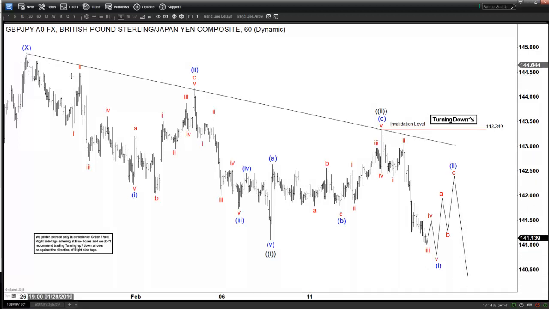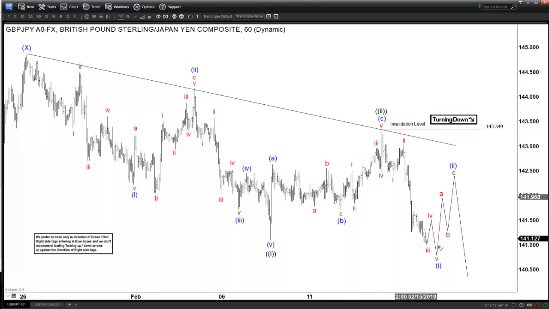Now this move here may also be labeled as another different structure. We can play around a little bit with the count. Let's say labeling this as a B, C, and ending W, and then this is the X. It really doesn't change the whole idea that we are looking for the downside as far as the pound stays below 143.34.